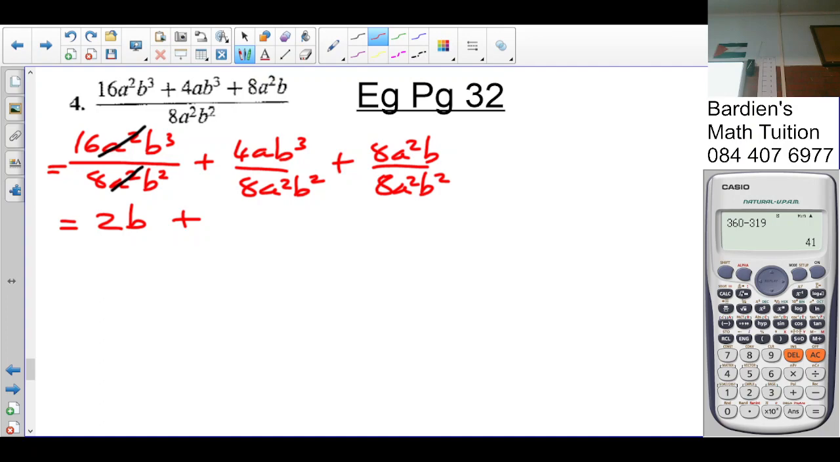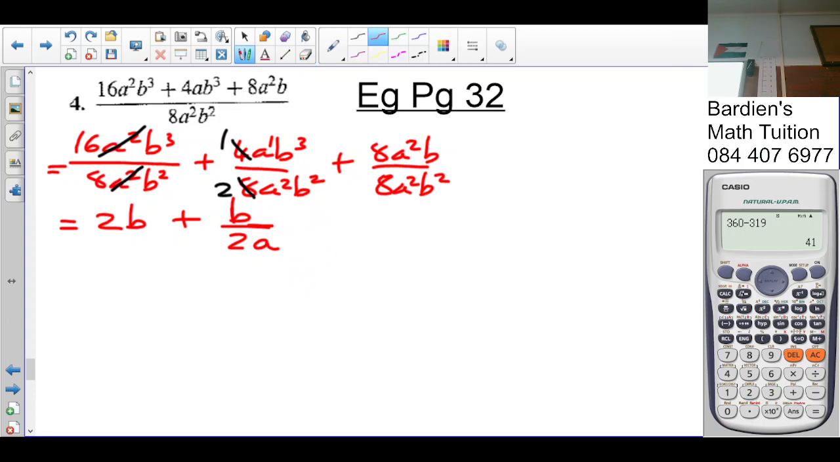4 divided by 8? Half. 4 going into 4 once, 4 going into 8 twice. So it's a half. Where's there more a's? Denominator. So I'm going to get a. 2 minus 1 is 1. Where's there more b's? Top. So it will be b. 3 minus 1 is 1. So the answer is b over 2a.